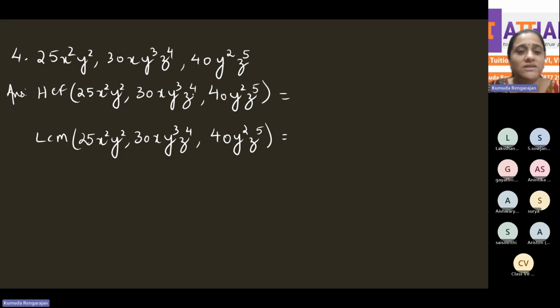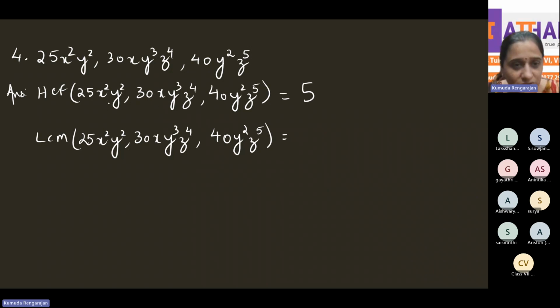So 25, 30, and 40, I made a mistake with the HCF. I didn't notice that X missing in 40 in the third term. The HCF of the numbers 25, 30, and 40 is 5. In the first term, it is X squared. In the second term, it is X. In the third term, X is missing, meaning there's no X, so it is X to the power 0. So there is no X. Thank you so much for that, Aishwarya. I was blind.